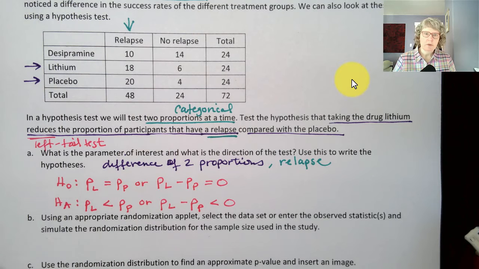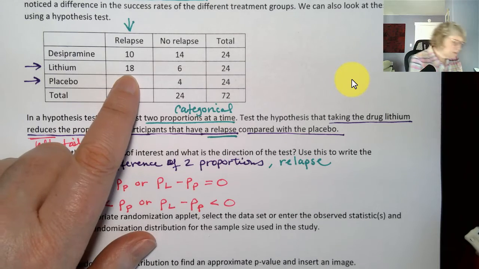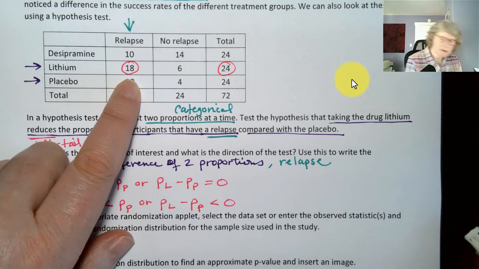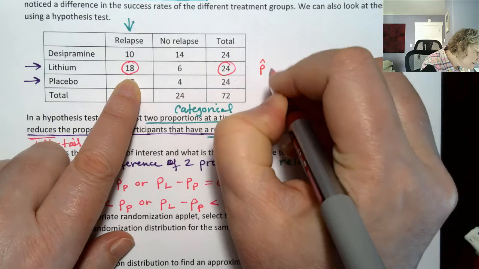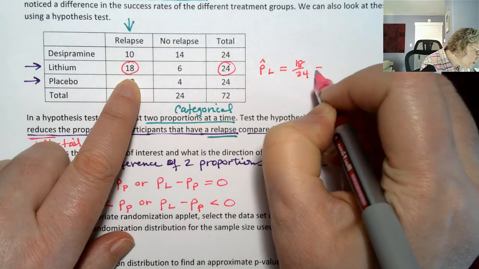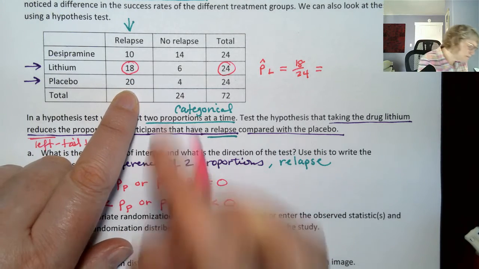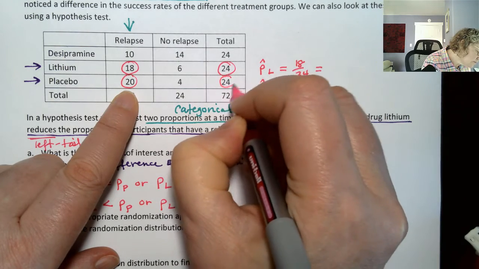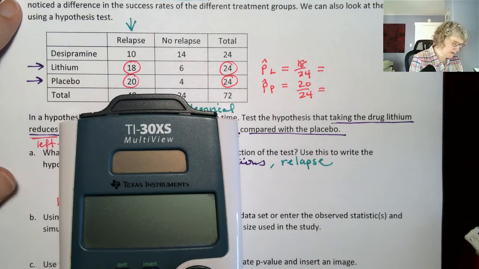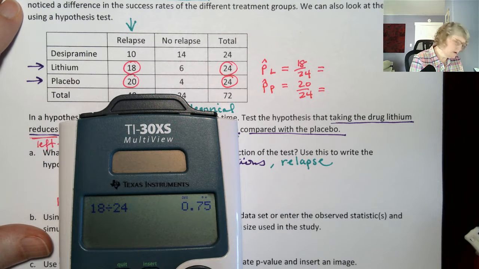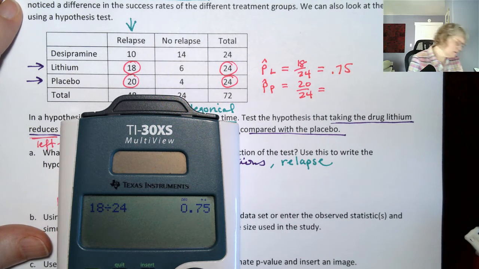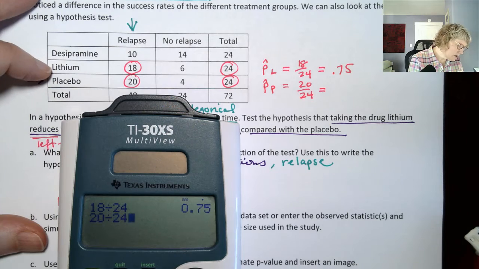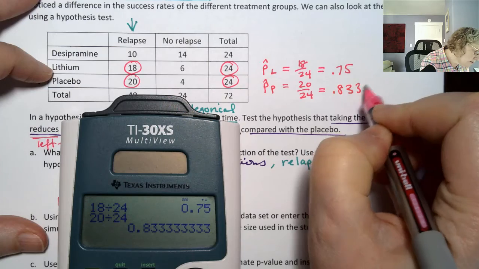Okay, so let me go back to the notes real quick and show you where that is in our table. So relapse for lithium is 18 out of 24, and that's going to be our p hat, right? That's our observed statistic. So p hat L is 18 out of 24, and I bet the app has already divided that for us. And then the placebo, so p hat placebo is 20 out of 24. Okay, let's just go ahead and divide it, and then we can check the computer. So 18 out of 24 is 75%. Okay, it's a really challenging addiction. So 75% did relapse on the lithium, but even more, 20 out of 24 is 0.83 repeating, so 0.8333.